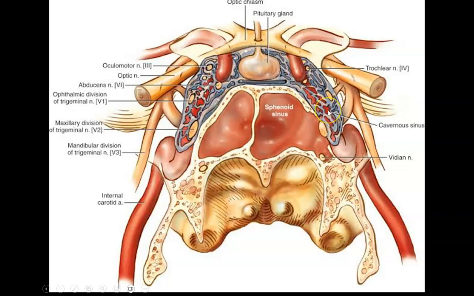This is a coronal view showing the sphenoid bone and the sphenoid sinus, which is the air inside the sphenoid bone, and the sphenoid septum. The roof is present, the hypophyseal fossa, and on either side of the sphenoid you can find the cavernous carotid artery and the cavernous sinus.